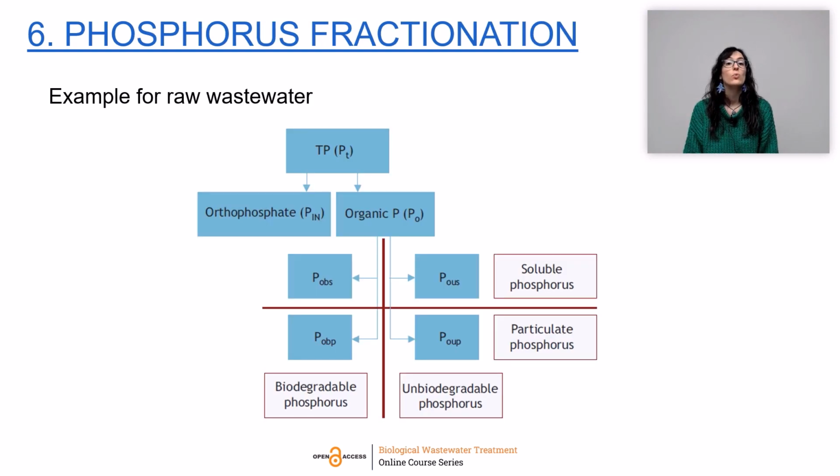Let's start now with the calculations for the phosphorus fractionation. Similar to nitrogen fractionation, we can divide the total phosphorus into an inorganic fraction, orthophosphate, and an organic phosphorus. The organic phosphorus can be further divided by considering on the one hand the soluble and the particulate fractions, and on the other hand the biodegradable and unbiodegradable fractions. Again, we will do this example with the numbers for the raw wastewater, but the calculations are the same for the three streams.